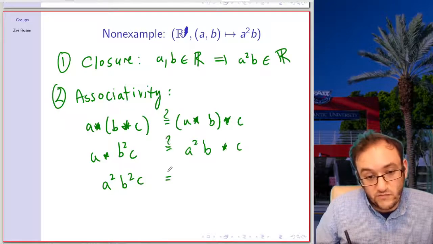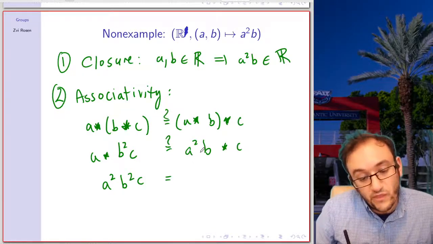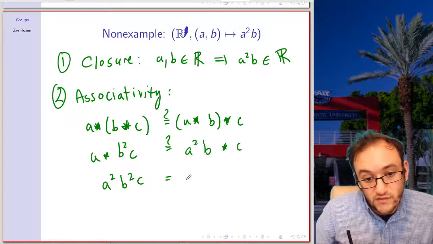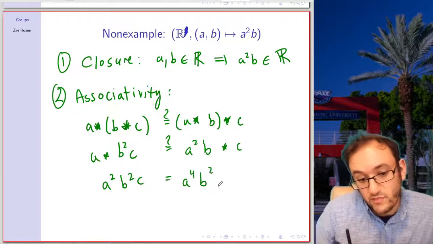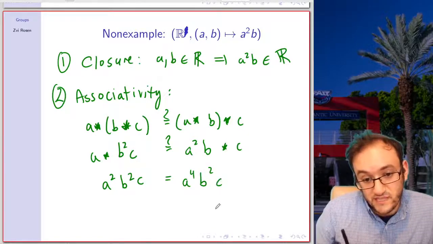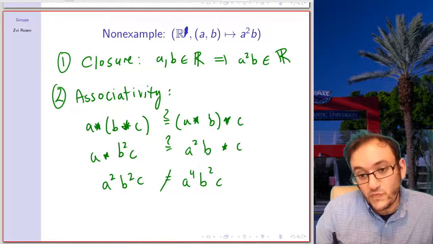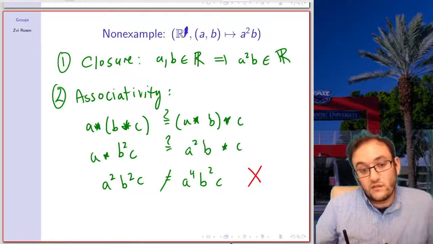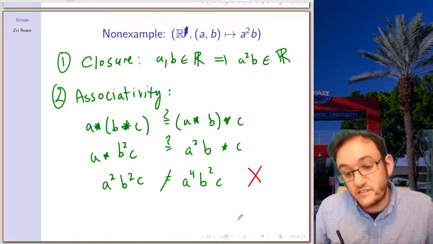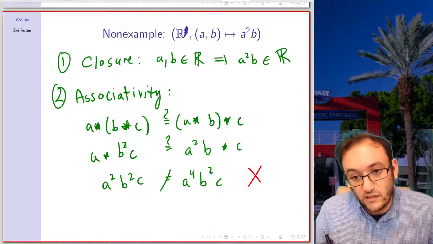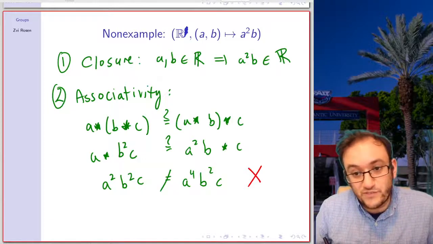Let's leave some question marks here to make sure we don't know. And this is the square of that first term, so a to the fourth b squared times c. So obviously these are not equal. So our non-group here fails the associativity axiom. And then checking the other axioms would lead to all sorts of frustration.